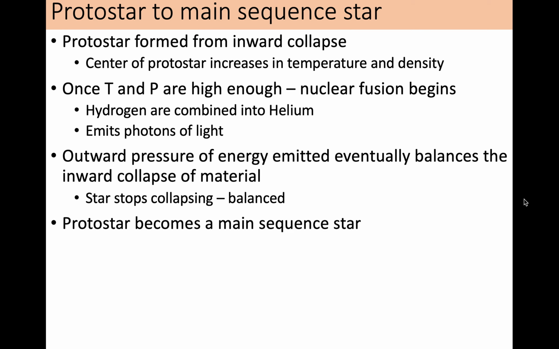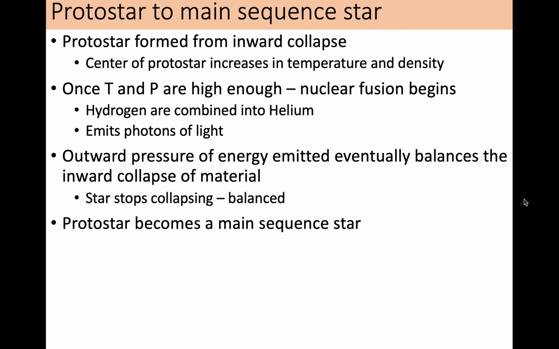So a bit of a review. Remember that a protostar, before the star is a full star, is formed by the inward collapse of that nebula material. The center of the protostar is going to increase in temperature and density to the point where it begins nuclear fusion in the core. This is where we have hydrogen combining to create helium and where the star begins to emit light.